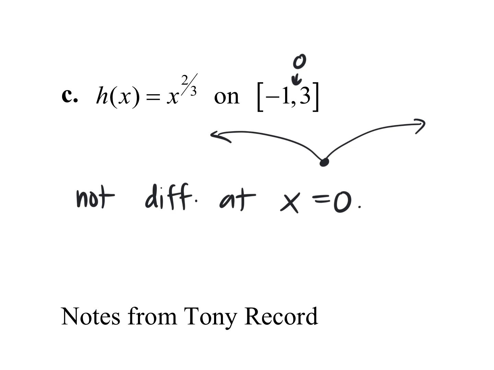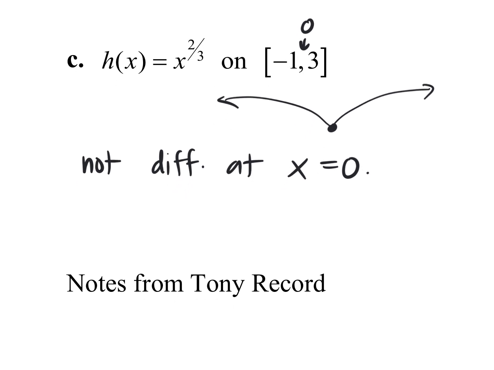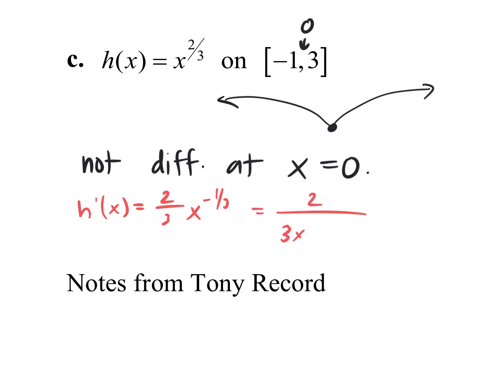If you weren't sure what that graph looked like, and it was a non-calculator question, we could take the derivative of this function, and the derivative would be 2/3 x to the negative 1/3 power. Thank you. And then if I would rewrite this as 2 over 3 times the cube root of x, right? If I look at this function, when would my derivative be undefined?